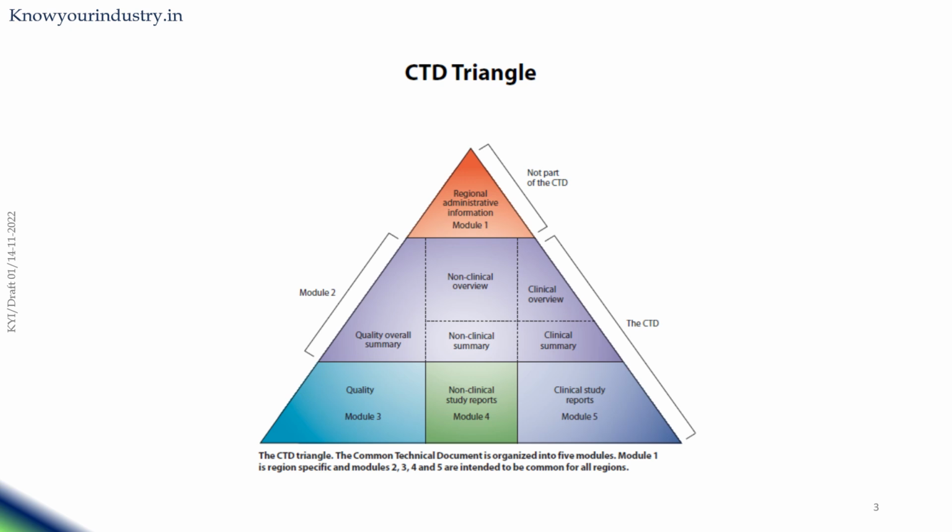Coming to the module 2, it is the summary of module 3, 4 and 5, which includes quality overall summary of drug product and drug substance, non-clinical overview, non-clinical summary, clinical overview and clinical summary. So, the dossier is required to be prepared as per the internationally accepted format, that is in CTD and ACTD, so as to reduce the time and extra working for registration of a single product in multiple countries.